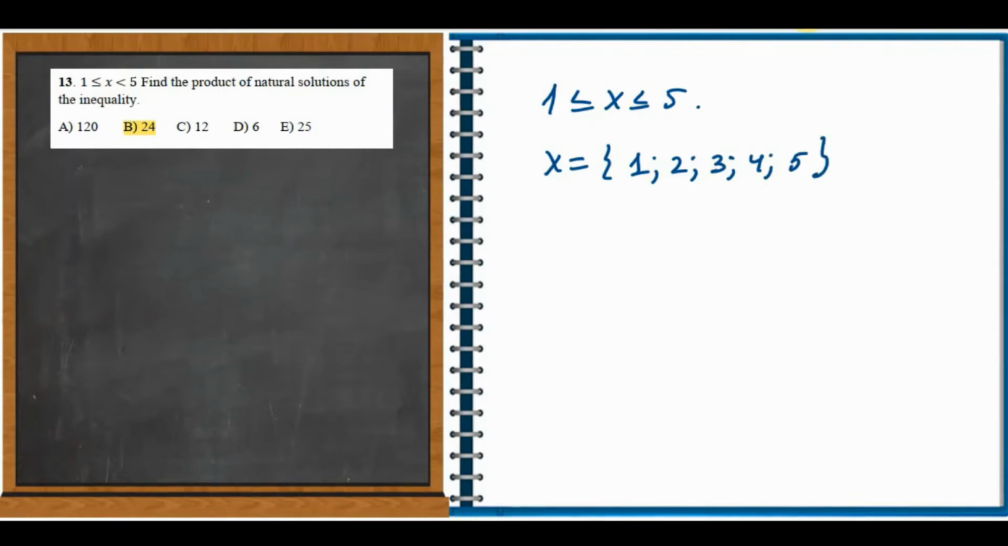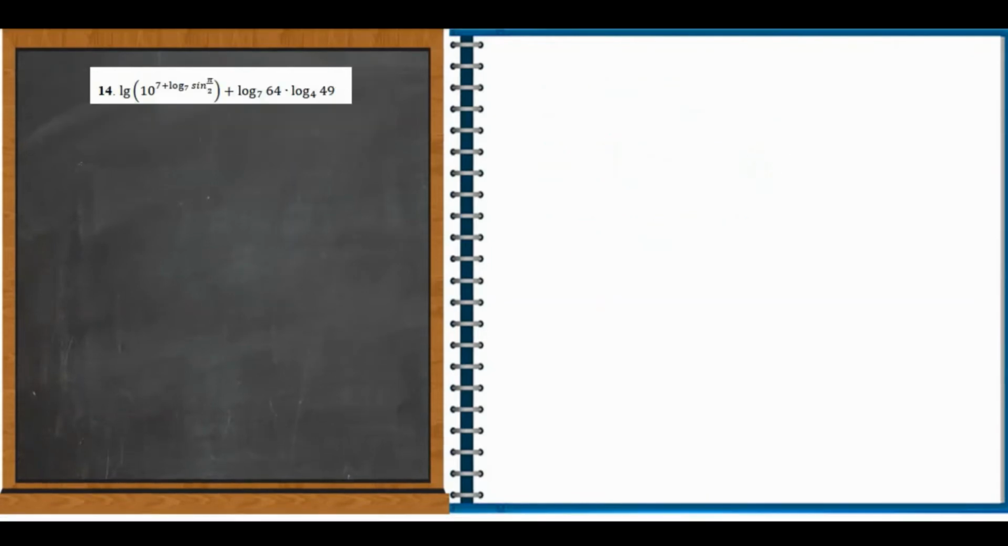But not 5, sorry guys. We have strictly less than 5. It means that we don't take 5. Therefore, we stop at 4. Find the product of natural solutions. They are all natural. So the product will be 1 times 2 times 3 times 4, which is 24. The correct answer is 24.